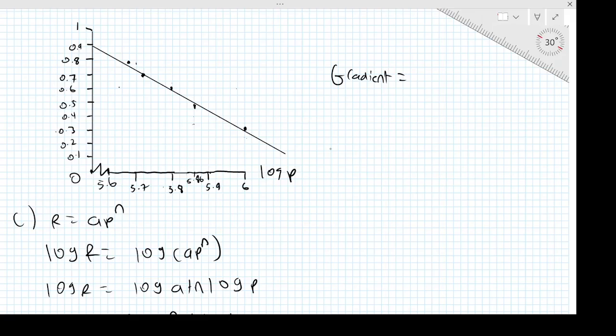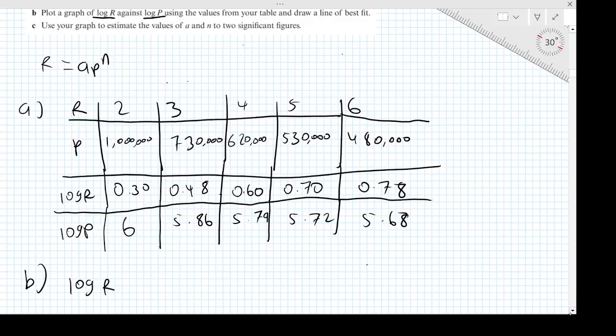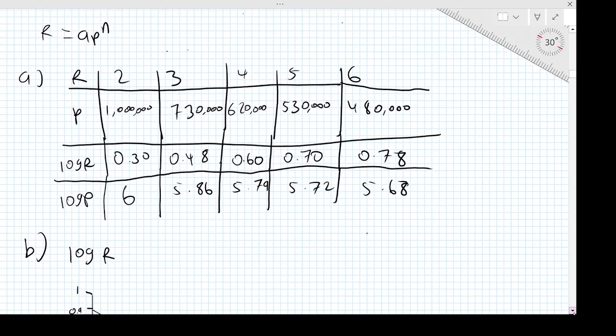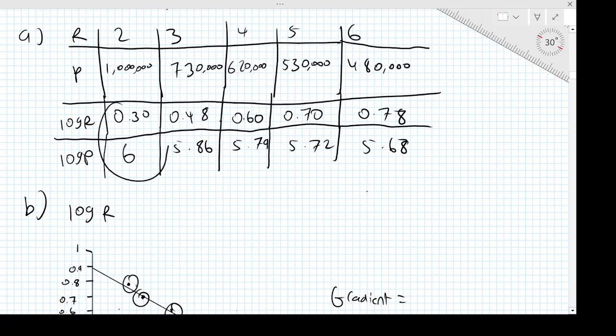Obviously, it's a rough line of best fit, but we don't need to estimate the gradient because we know precise points already. We know all these points on this line here. So the gradient, we can just use the table. If we just pick two table values, let's take log P is 6 and log R is 0.3. I can take that point.